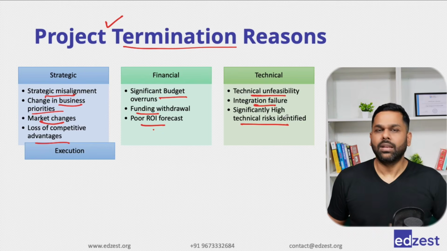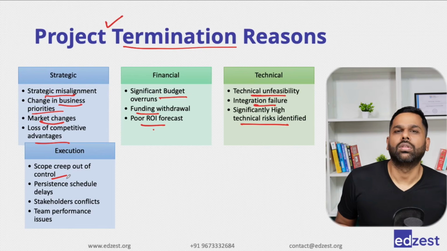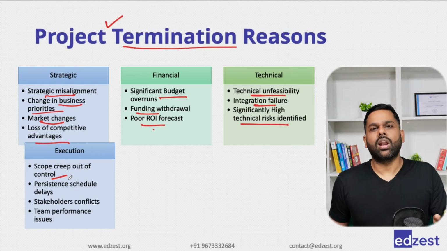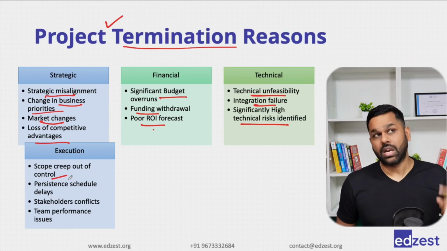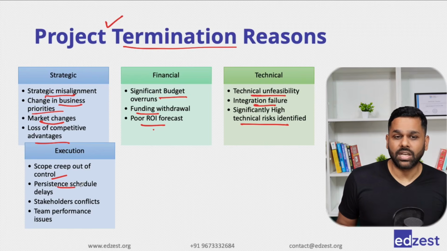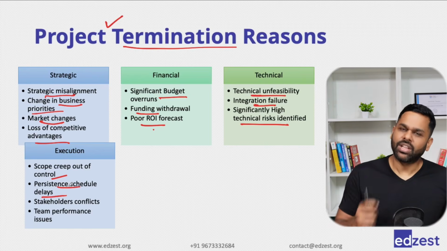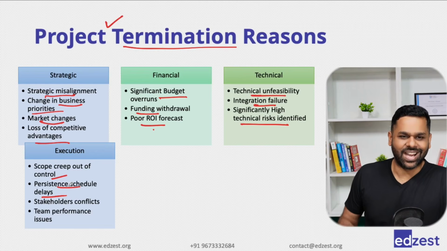Then execution related problems. Scope creep has gone out of control. Scope creep means that without allowing you time or extra money, scope is continuously added. And now that has gone out of control. We may have to terminate the project. Persistent schedule delays. A project that was supposed to be done in 6 months has now become 6 years. You may have to close that.